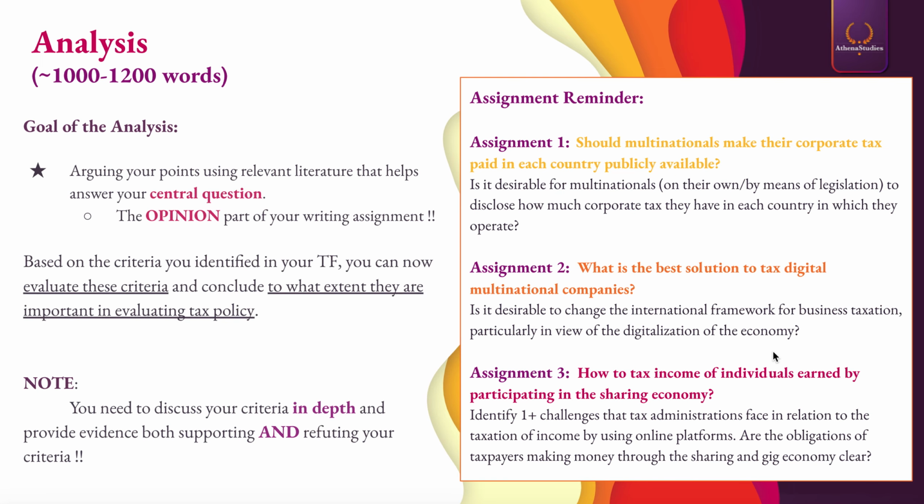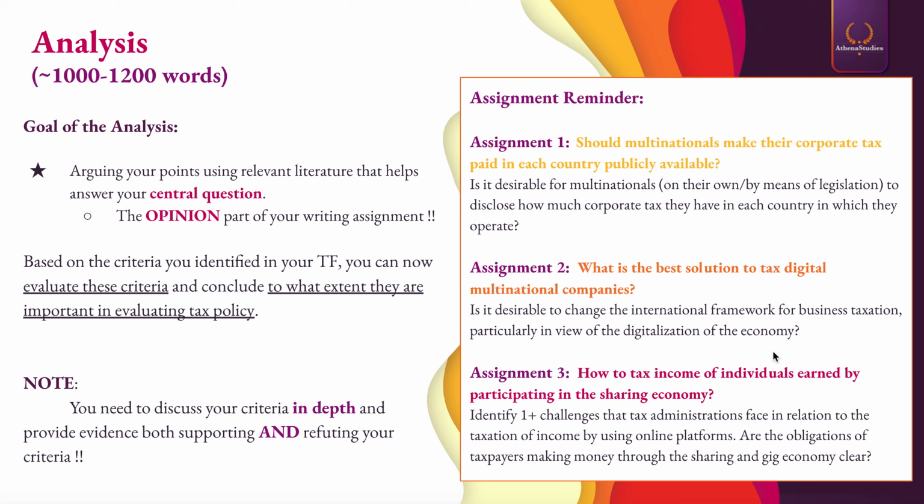Now, going into the analysis and what the goal of the analysis is. This is where you're going to be arguing your points using relevant literature that helps you answer your central question. Your analysis is where you're presenting your opinion and your arguments. All the sections before were very objective. There was no support or refute. It was just stating pure facts. In this case, we still provide as much evidence as possible to support our arguments, but we are now going to decide for or against. That's what the analysis is for.